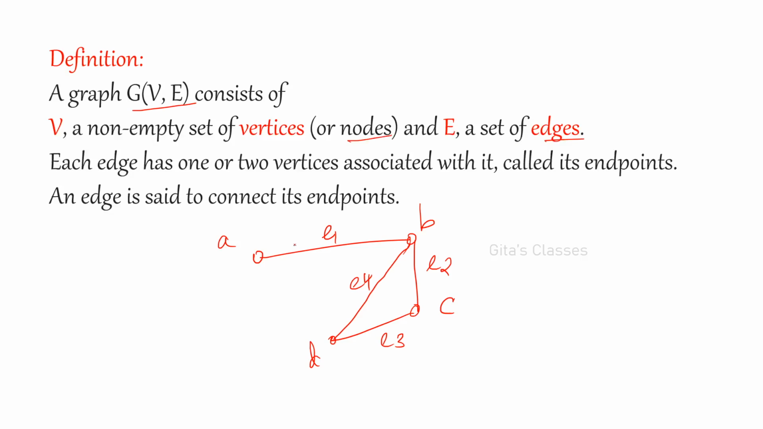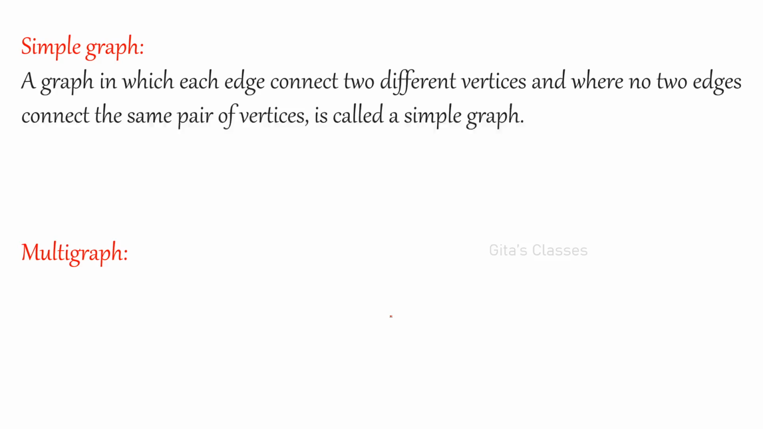Four edges are there. So each edge has one or two vertices associated with it, called endpoints. A and B are endpoints of E1, and B and C are endpoints of E2, and so on. An edge is said to connect its endpoints. So E4 is connecting B and D, E3 is connecting C and D, and so on.